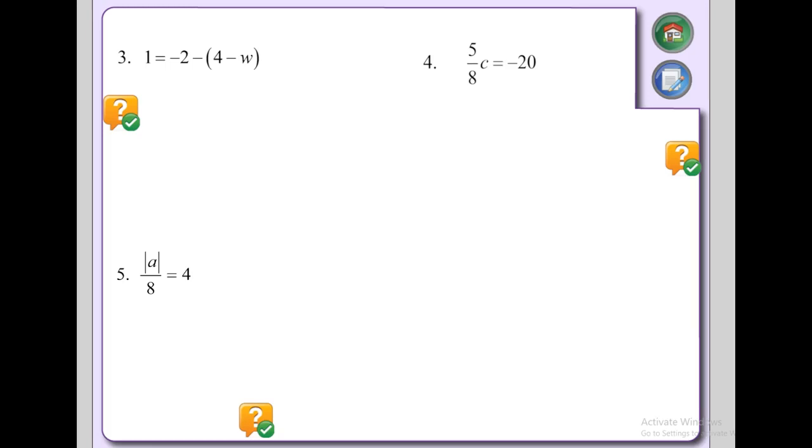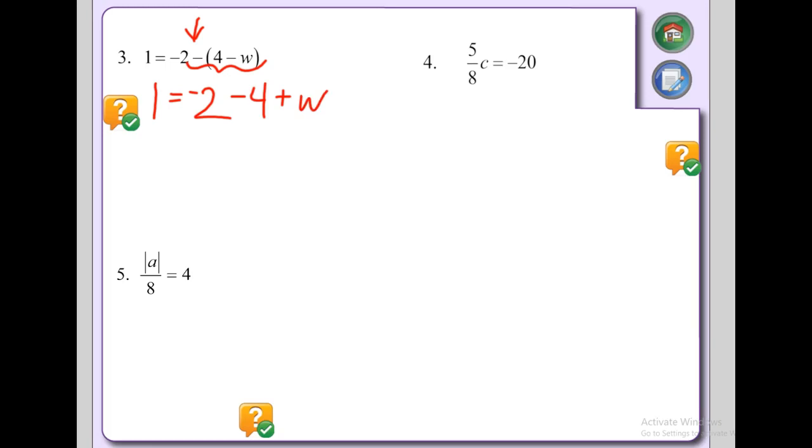Do you see it? Yes. Remember, when I have that negative sign in front of the parentheses, that means the opposite of everything behind it. So the first thing I need to do is rewrite this problem. We've got 1 equals negative 2, and now we've got to take care of the opposite of what's in parentheses. So what's the opposite of 4? Well, that's negative 4. What's the opposite of negative w? Positive w.